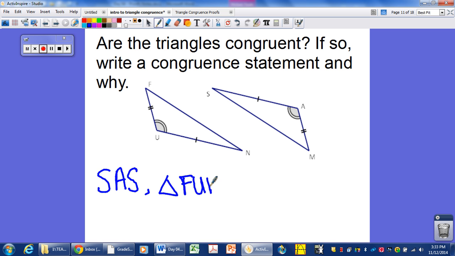Let's go F to U to N. So angle F corresponds with angle M. U goes with A, and N goes with S. So triangle FUN is congruent to triangle MAS. Okay, they have to correspond. FU goes with MA.